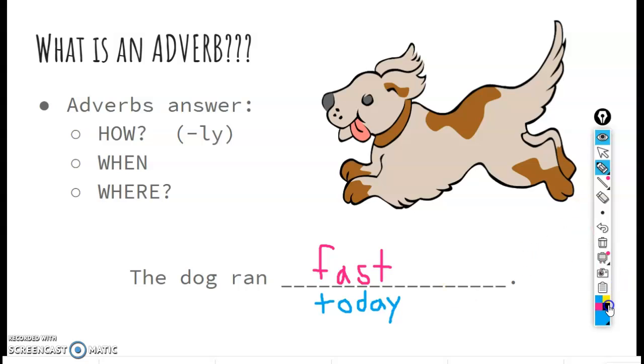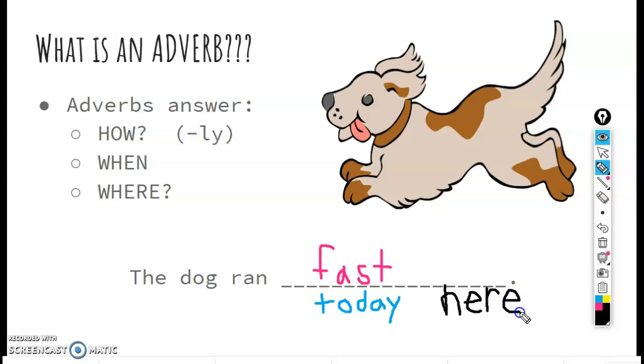And then finally, where. There are where adverbs, and they describe where the verb is happening. So they would tell us where the dog is running. Remember, these ones cannot be a place, because a place is not an adverb, it's a noun. So we could say the dog ran here. Here is an adverb that describes where. It's telling us where the dog is running.